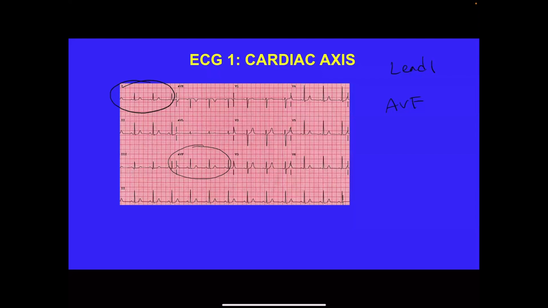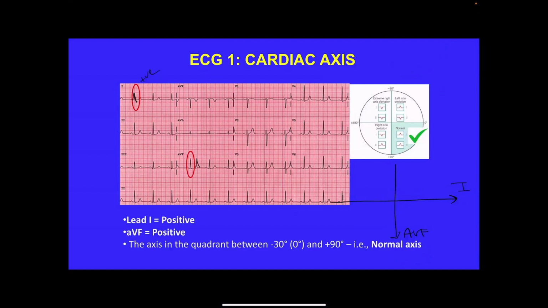Okay, so what's the axis deviation? Normal. Okay, why is it normal? Because lead 1 and AVF are positive. Exactly. So the two leads we look at are lead 1 and AVF. In the exam, we know that this is positive because the QRS complexes are pointing up. So if you draw the coordinate plane, this is AVF, this is lead 1, plus, plus, minus, minus. They're both positive, which means it's here. So this is normal. Okay, what about this one?